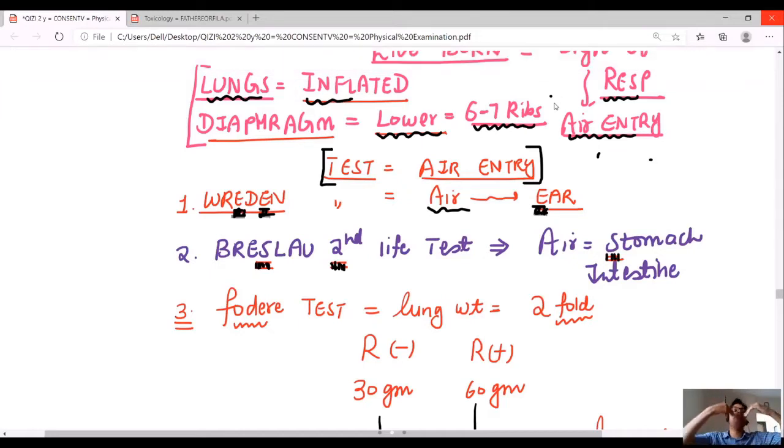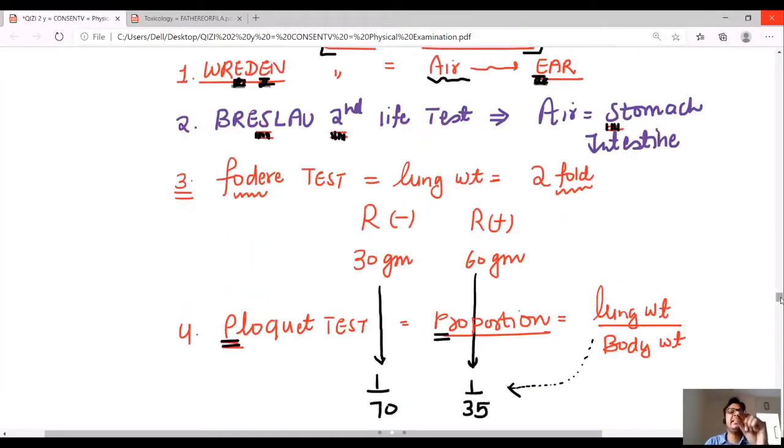Sir, some amount of air goes into the stomach when you are respirating. It is the Breslau second life test. So that's very simple: E for air in ear, Breslau second for air in stomach and intestine. Fodere test. Doctor, see FODER, Fodere.